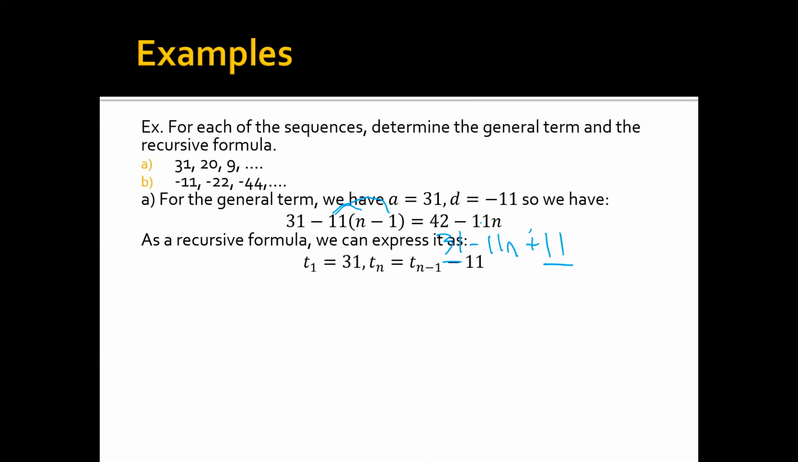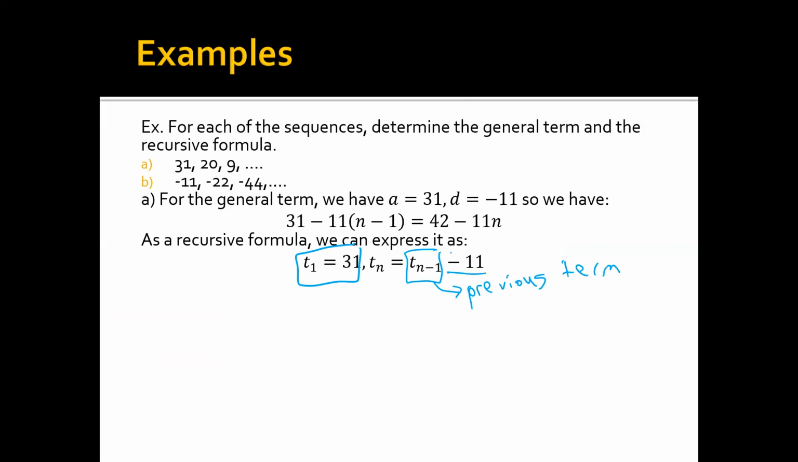So the recursive formula, how could I do this? Well, with the recursive formula, I basically state what the first term is. I have to state what I'm starting with first. And then I say, take the previous term. So this is the previous term, and this is a general rule that we're going to apply. We take the previous term, and then we subtract 11 each time.